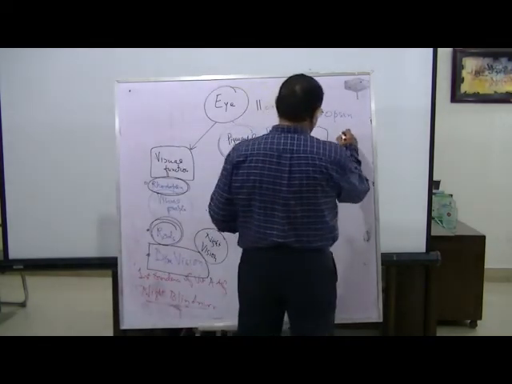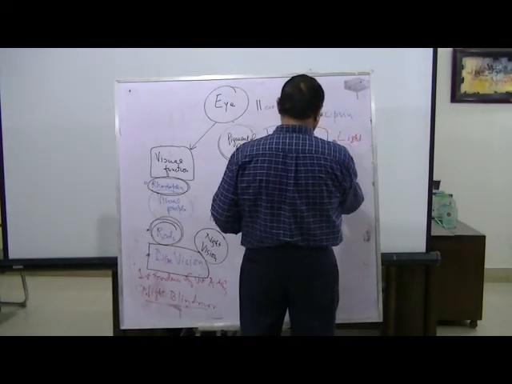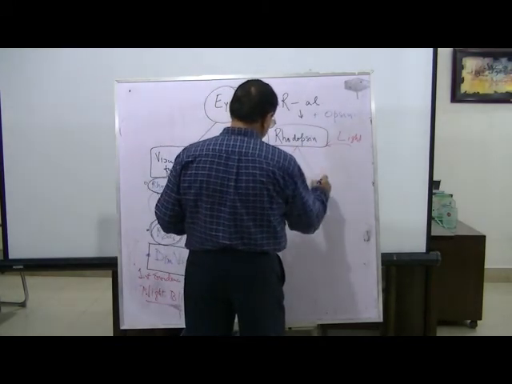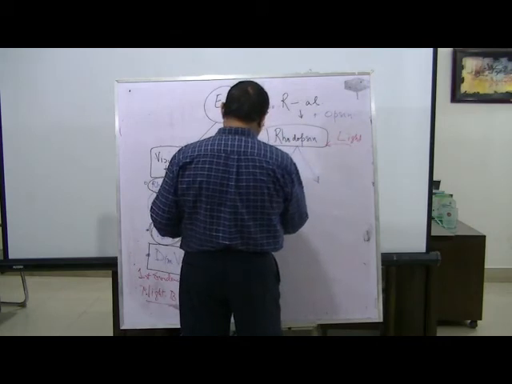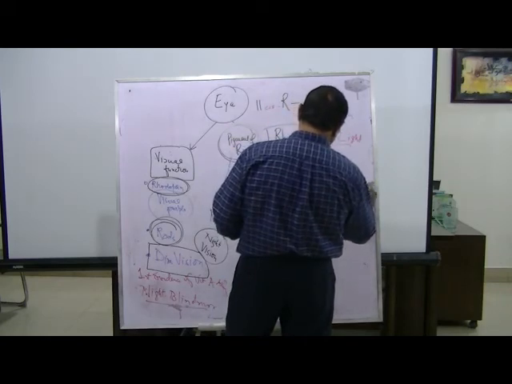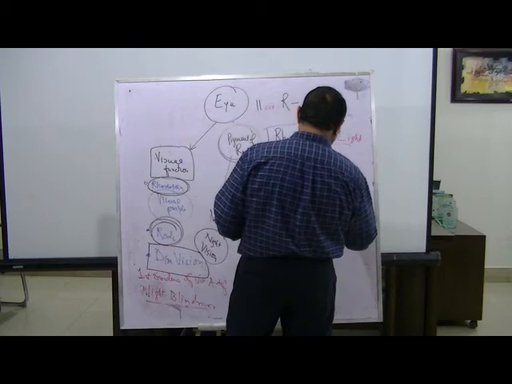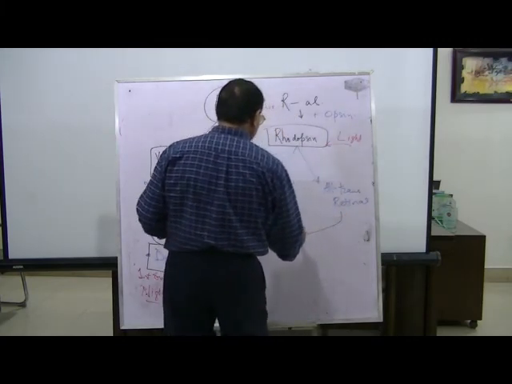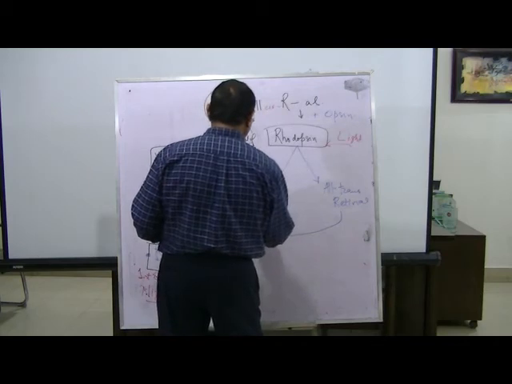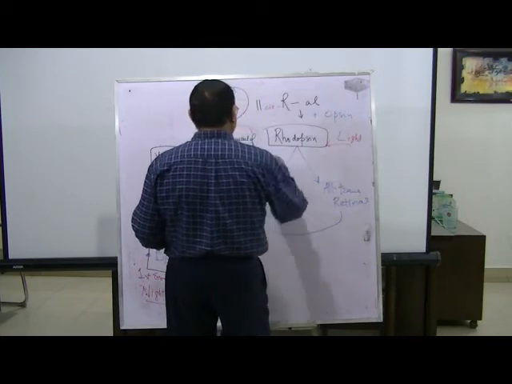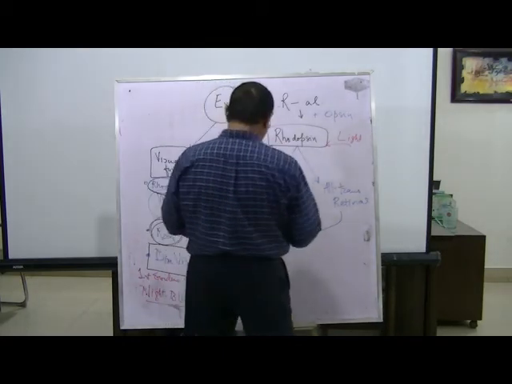So when light falls on rhodopsin, it breaks up into two components, opsin and all trans retinol. Then in the eye, it is again converted to 11 cis retinol and then combines with opsin and forms rhodopsin. This is in the eye.